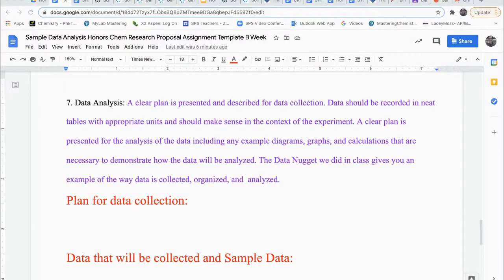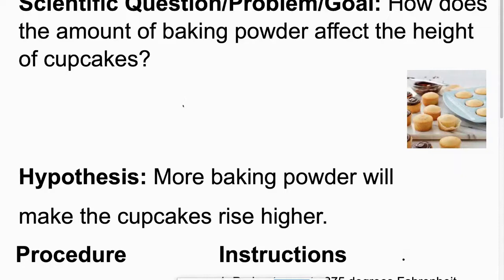So the first part of writing your data analysis is to make a plan for data collection. So we're going to go back to the question and the hypothesis, as well as the procedure, to figure out what our plan is going to be to collect the data that shows how the height of the cupcakes relates to the amount of baking powder. So looking at the scientific question again, it is, how does the amount of baking powder affect the height of the cupcake? So looking at your question, think about the things that are measured in here.